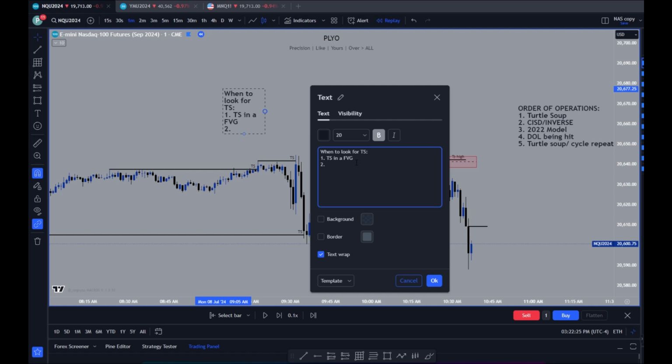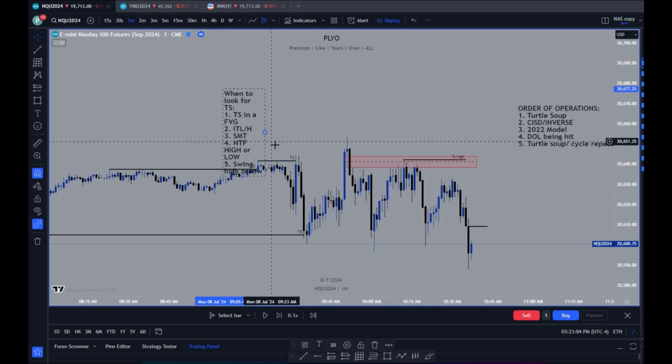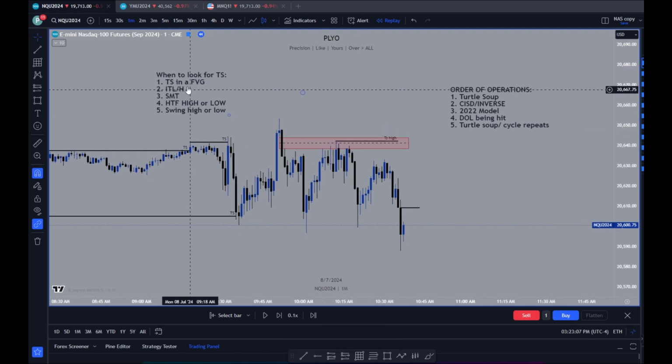They're high probability when it's an ITL or ITH, which is also inside of a fair value gap. They're also high probability when we have an SMT, which is where one indice will take a high or a low and the other one won't, which was inside of our friend's example. They're also higher probability when it's a higher time frame high or low, which could also be a swing high or low. So I'll go ahead and add that. Okay, so these are your 5 high probability times to look for a turtle soup.